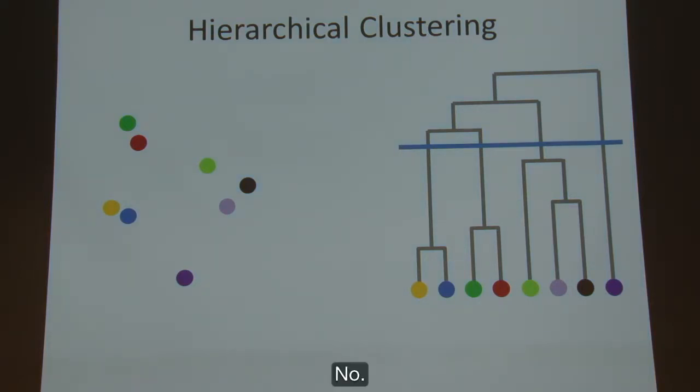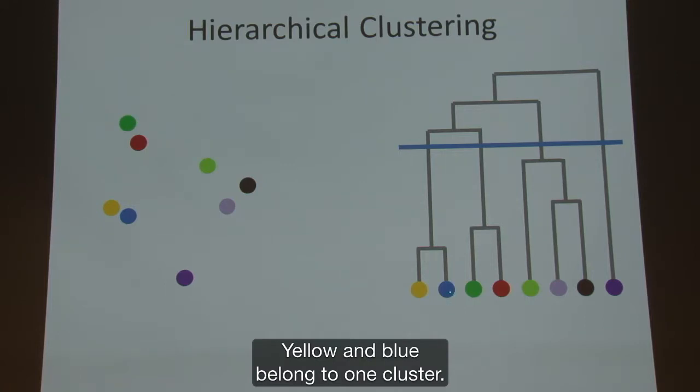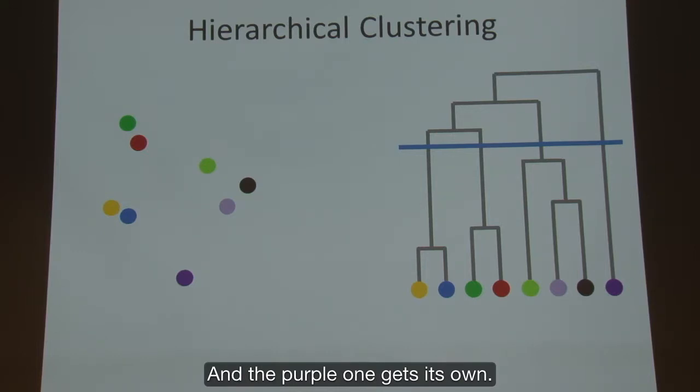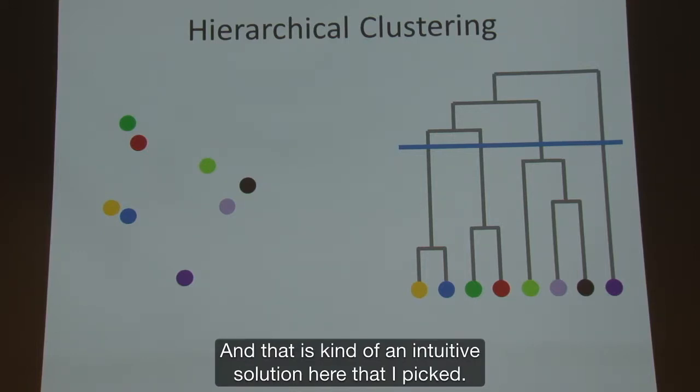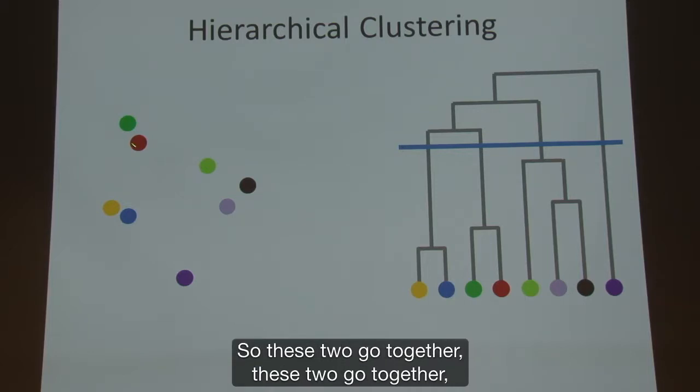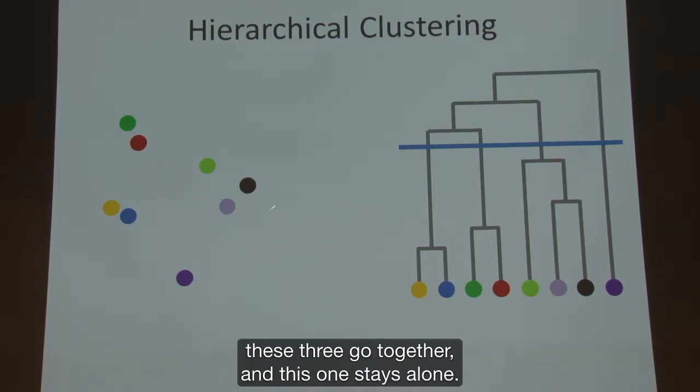No. Yellow and blue belong to one cluster, green and red belong to one cluster, these 3 belong to one cluster, and the purple one gets its own. And that is kind of an intuitive solution here that I picked. So these 2 go together, these 2 go together, these 3 go together, and this one stays alone. So that's the idea behind hierarchical clustering.